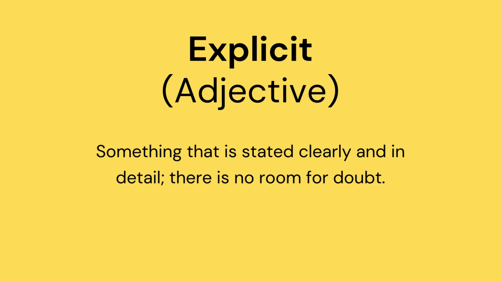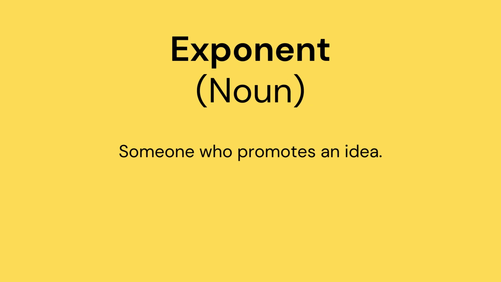Explicit is an adjective and it means something that is stated clearly and in detail, something that leaves no room for doubt. Exponent is a noun and it means someone who promotes an idea.